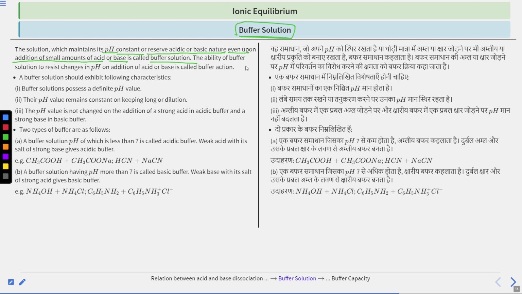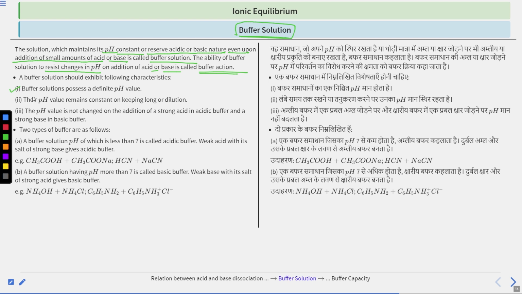The ability of a buffer solution to resist changes in the pH on addition of acid or base is called buffer action. A buffer solution should exhibit the following characteristics.